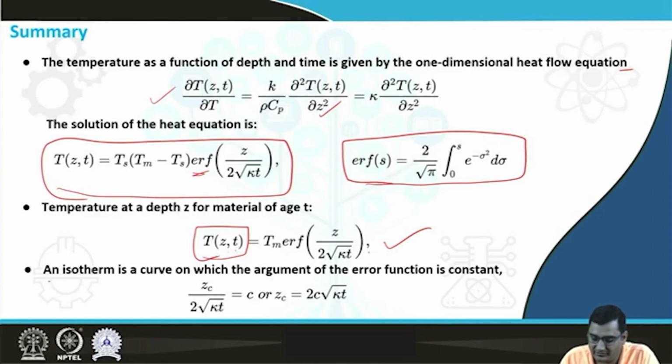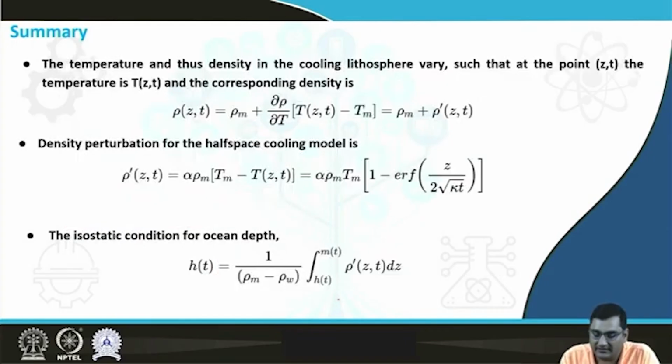Then we discussed the isotherm, which has a constant argument of the error function. So Zc by 2 under root kappa t is equal to C, so Zc is equal to 2C under root kappa t. The temperature, and thus density, in the cooling lithosphere vary such that at point (z, t) the temperature is T(z,t) and the corresponding density is rho(z,t) = rho m + delta rho by delta T (T(z,t) - Tm) = rho m + rho dash (z,t). The density perturbation for the half space cooling model is rho dash (z,t) = alpha rho m (Tm - T(z,t)) = alpha rho m Tm (1 - error function z by 2 under root kappa t).